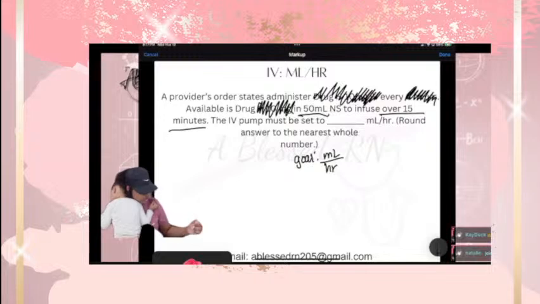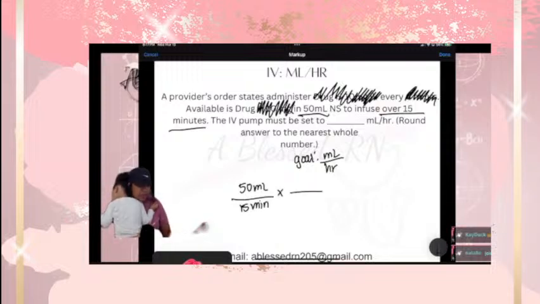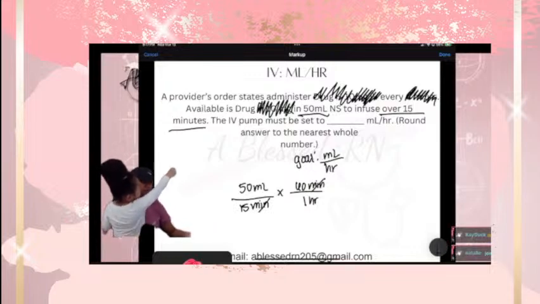All right, so we've got 50 milliliters over 15 minutes. We need hours at the bottom, right? So we'll do 60 minutes over 1 hour. Minutes has crossed out.